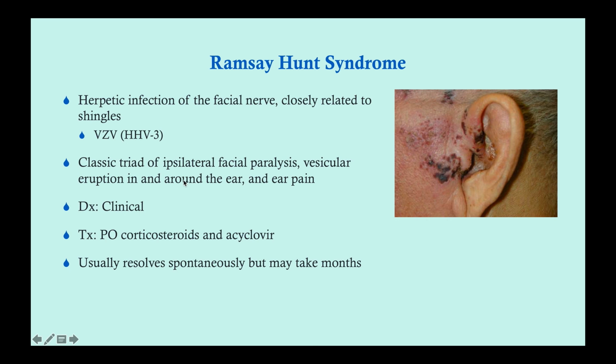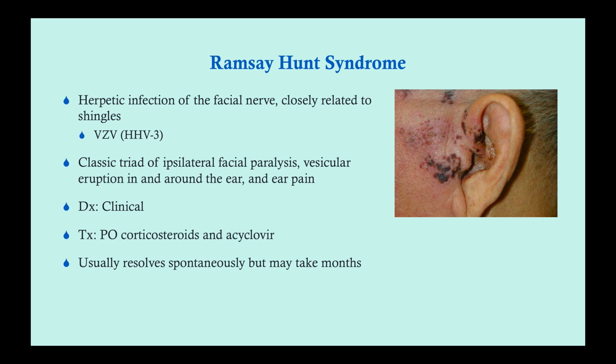The classic triad is ipsilateral facial paralysis, vesicular eruption in and around the ear, and ear pain. It doesn't always have this facial paralysis, though. So if you ever see this shingles-like pattern around the ear, it could easily be Ramsay-Hunt syndrome. But facial paralysis is common. I imagine they will give you the facial paralysis on the USMLE because they're probably going to give you a pretty classic case of Ramsay-Hunt. Diagnosis is clinical, just like how you diagnose shingles. The treatment is generally corticosteroids and acyclovir.